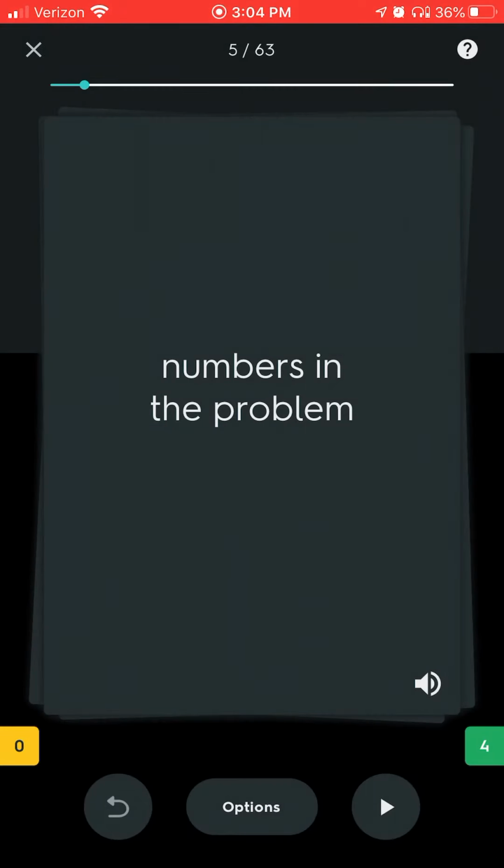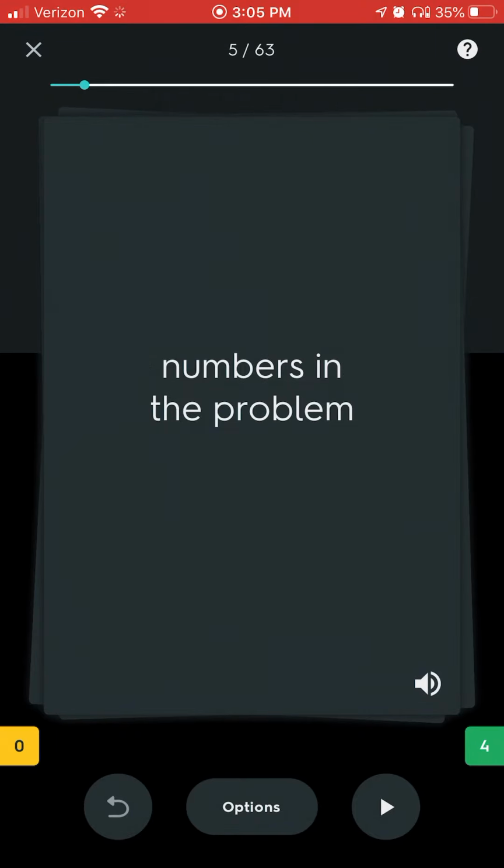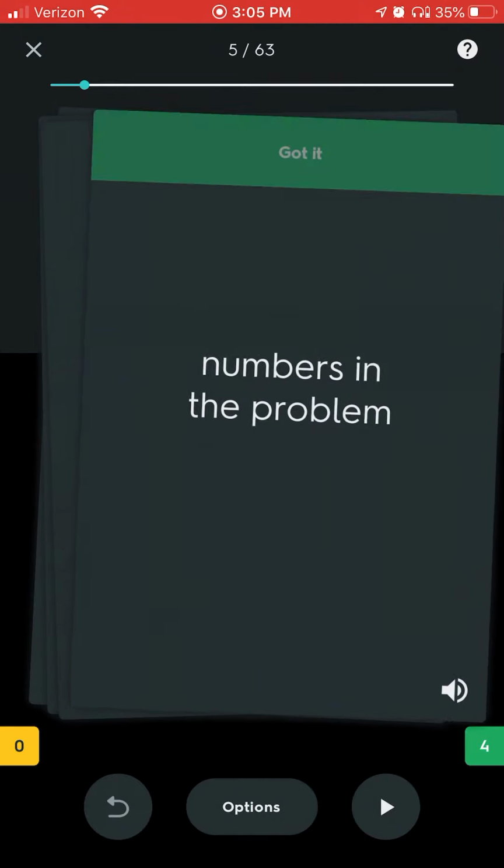And we'll go here. Numbers in the problem are not the answer. That is one of the little tips that's helpful on the SAT, because if you have a number 3 in a word problem, like Johnny had 3 apples, then 3, if it's in one of the answers, is probably not the answer. Just as a general rule of thumb, probably not the answer. Very, very unlikely that it would be.